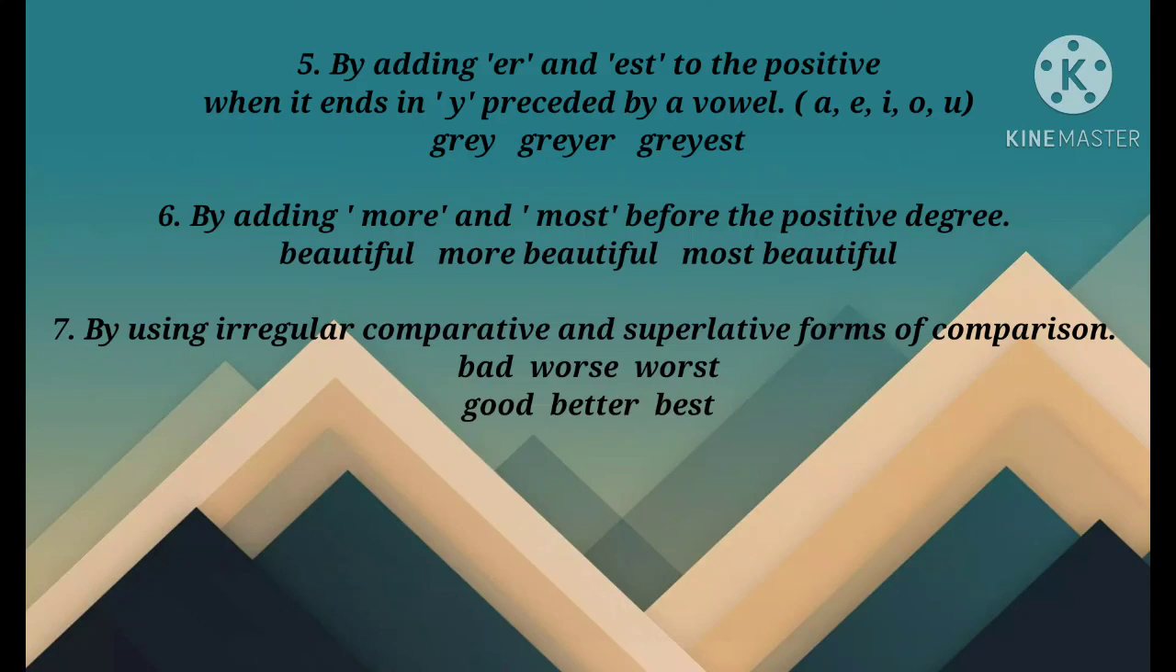So the next point is by using irregular comparative and superlative forms of comparison. Students, in some cases we don't add er or est to comparative and superlative degree. The whole word is changed. We change the complete word, like bad. Bad is positive degree, so we will not add er to make it comparative or est to make it superlative. The whole word will be changed. So like bad, worse, worst. Worse is comparative degree, worst is superlative degree. Good is positive degree, better, best. Better is comparative and best is superlative.